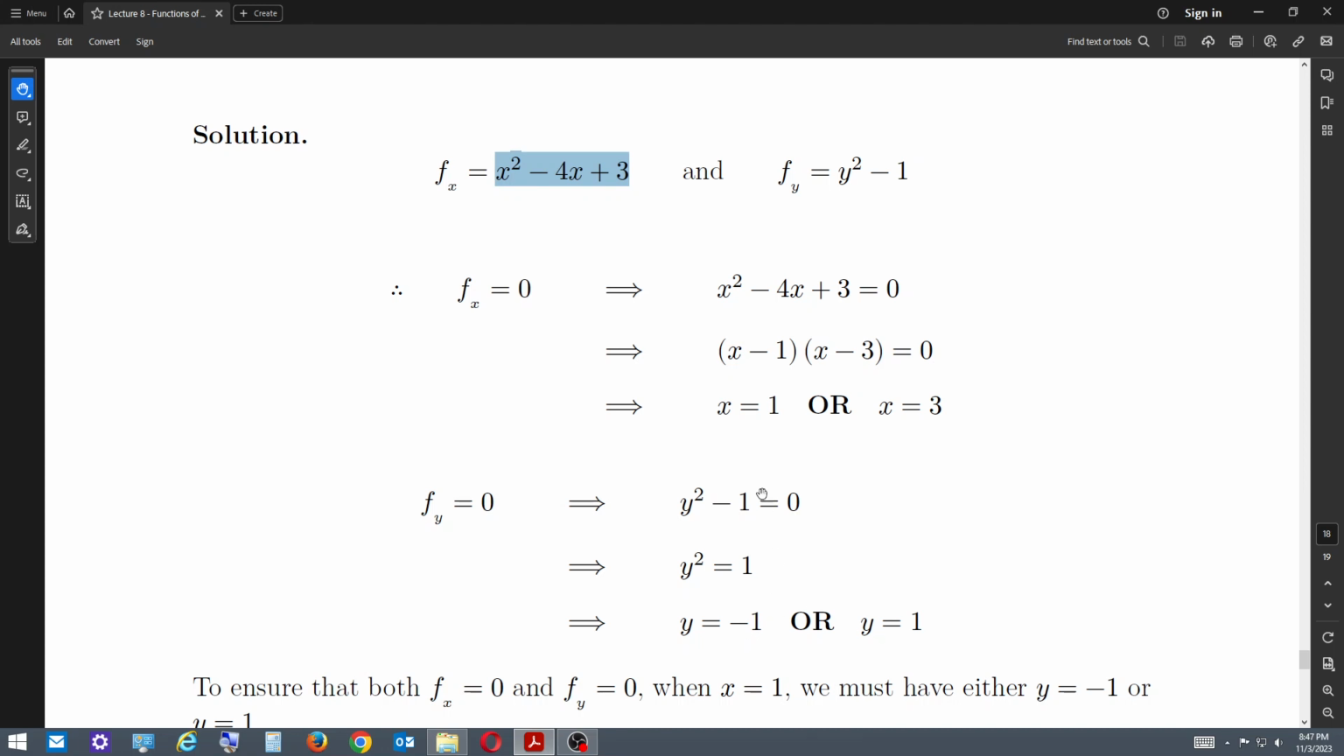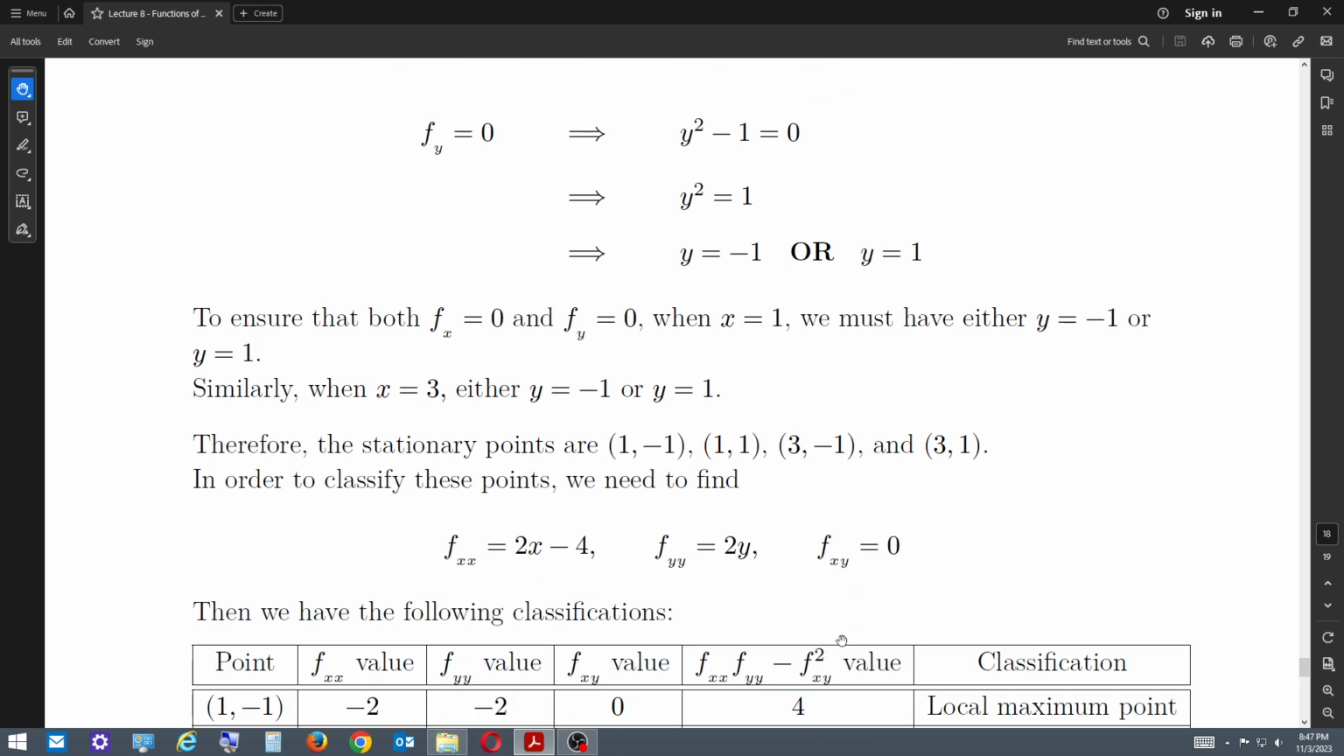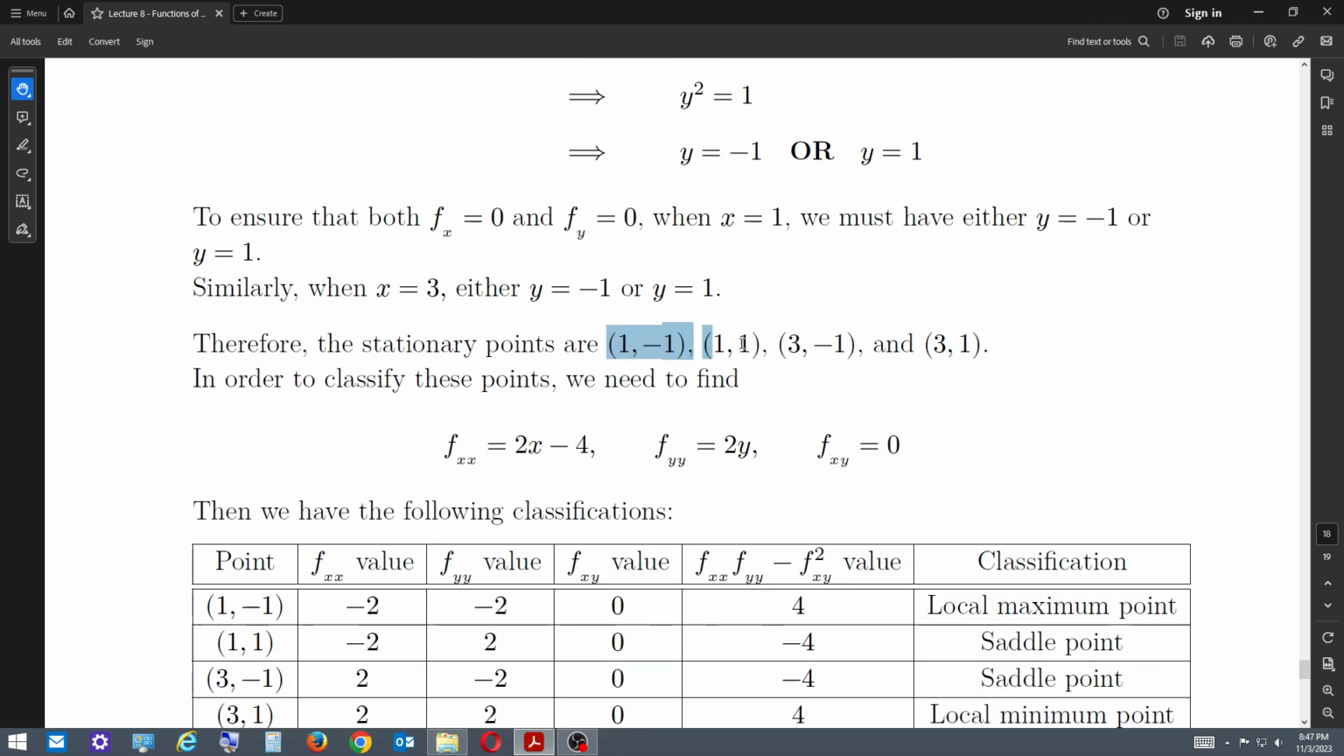But the thing here is x could be either one of these, and y could be either one of these, and there's no restriction on which one goes with which one. When that happens, it means you have to consider all the possible cases. So this x equal to 1 has to be paired with both y values, and this x equal to 3 has to be paired with both y values. So that gives me 4 points this time. Alright, so we end up with 4 stationary points in this case.